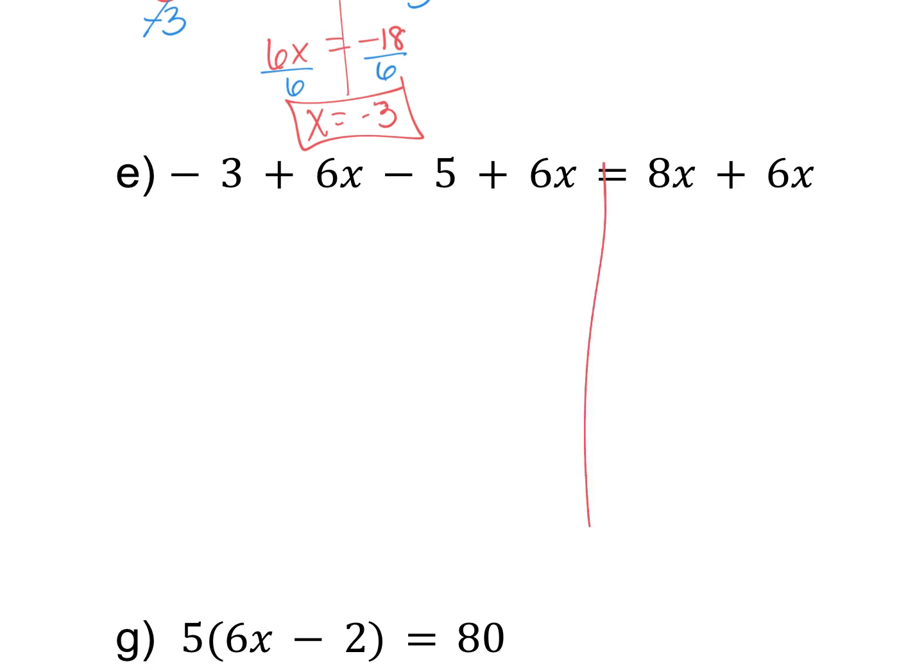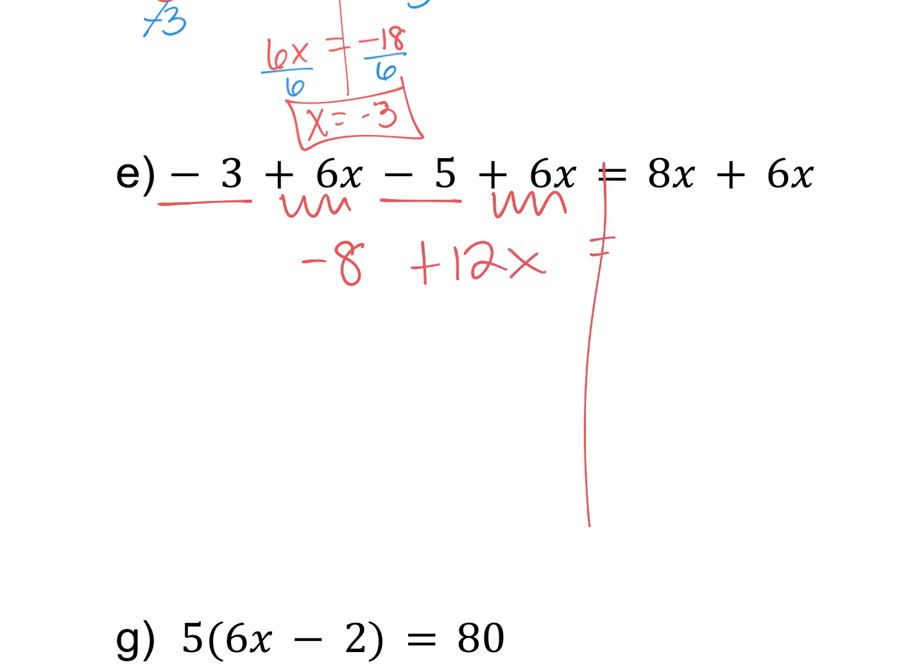All right, start by drawing your line. Let's go ahead and just start with the left side. Okay, I have negative 3 and negative 5. Those are your constants. We can combine those. And then we have the x's as well. So 6x plus 6x. It doesn't matter which one you do. I'll just do the constants first. So negative 3 and minus 5. So that would be negative 8. 6x plus 6x is positive 12x.